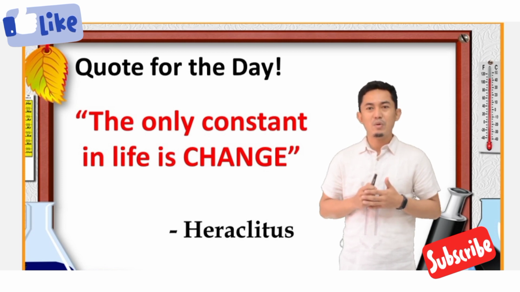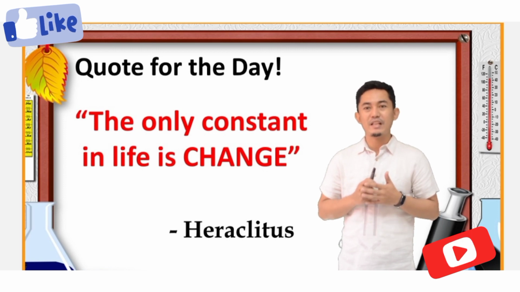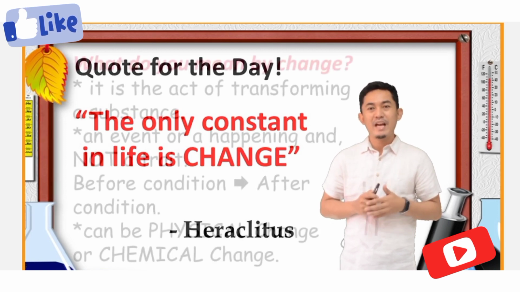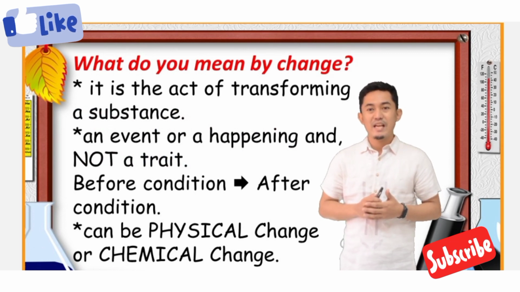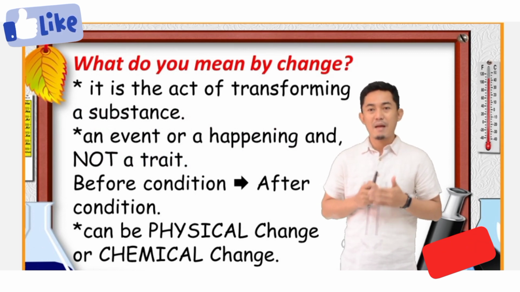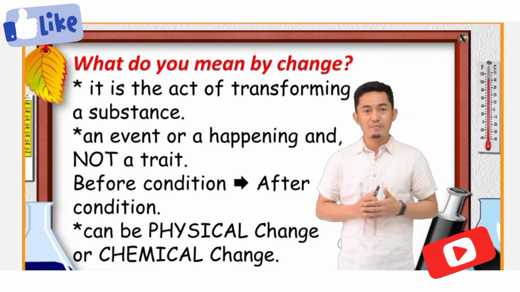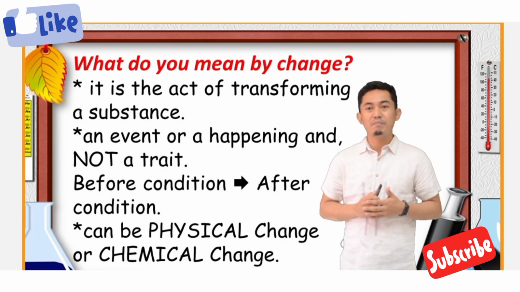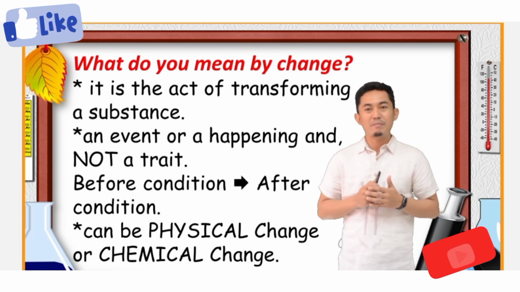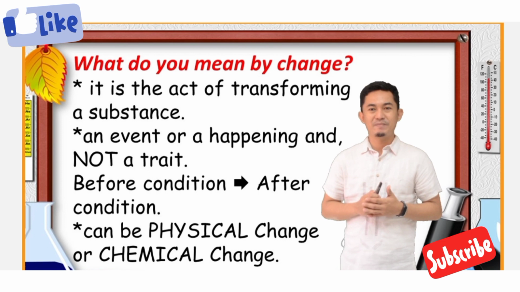This is the only guarantee to happen in life. Do you wonder what change is, and how it affects the property and nature of matter? Change is the act of transforming a substance. It is an event or happening and not a trait. It is something that involves a condition before and after it happens. And more importantly, it can be physical change or chemical change.